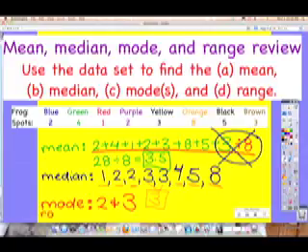Range. If you forget, you can look at the board now, right? Lauren, tell us how to do range. You do the biggest number minus the smallest. Perfect. Biggest number minus smallest. What is the biggest number, Lauren? 8. And what's the smallest? 1. So 8 minus 1. Guys, shout out. What is it? 7. How many of you are 4 for 4?